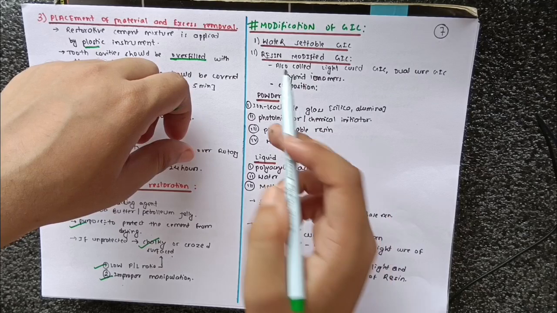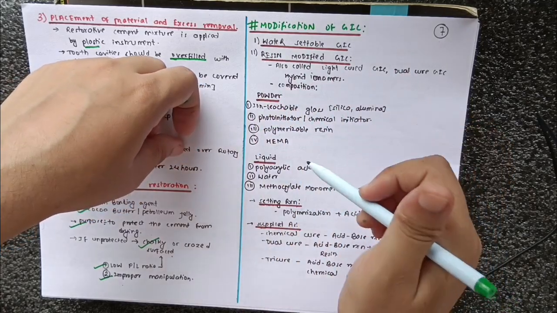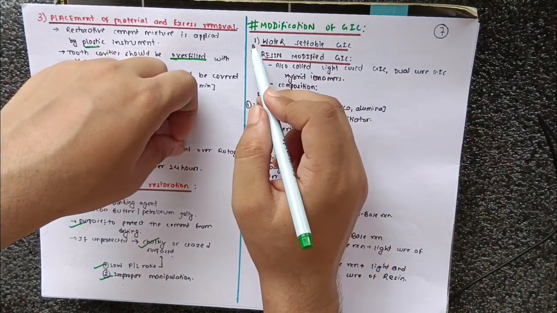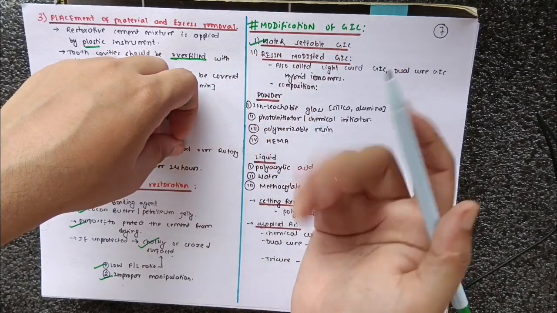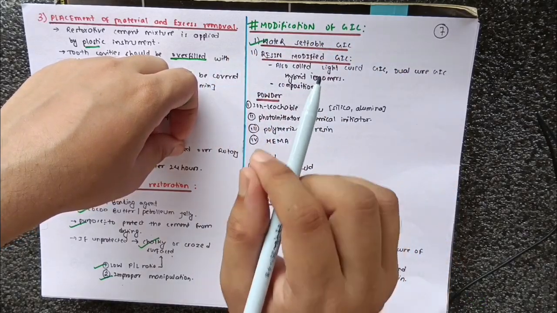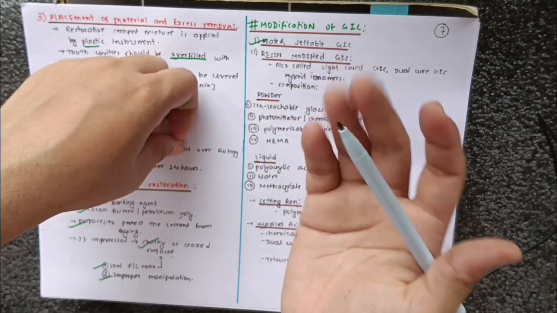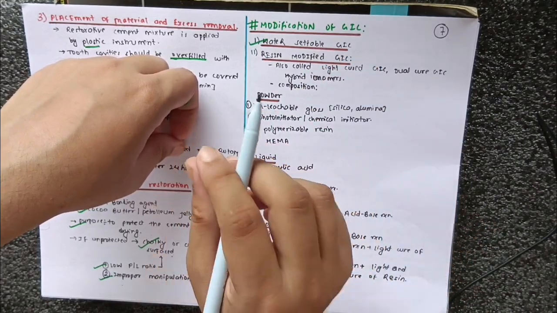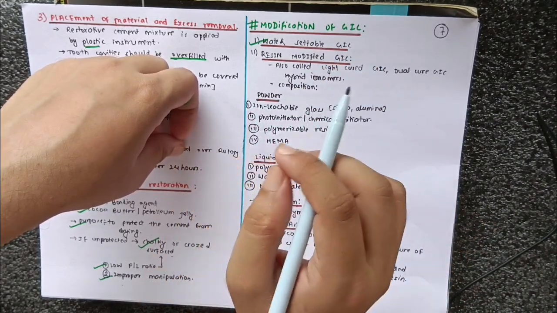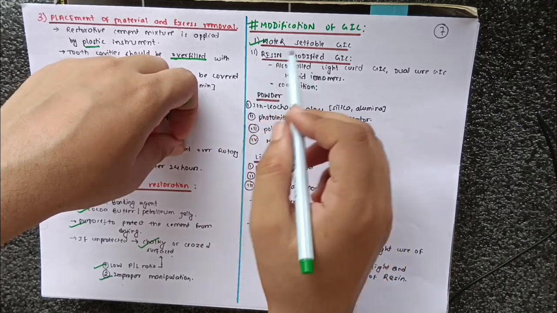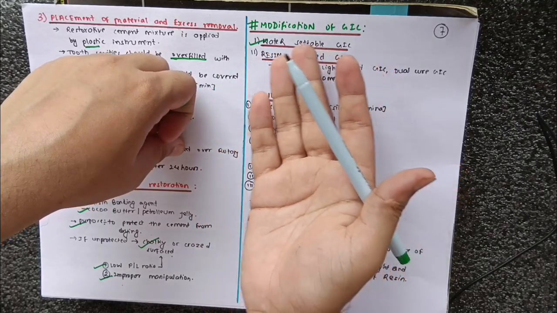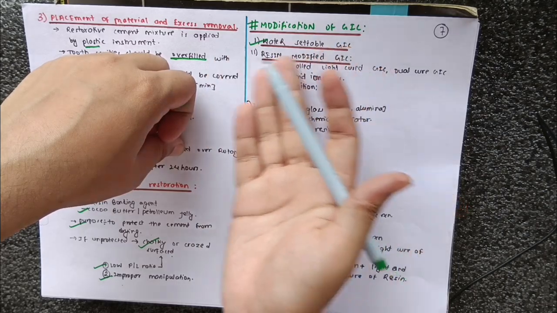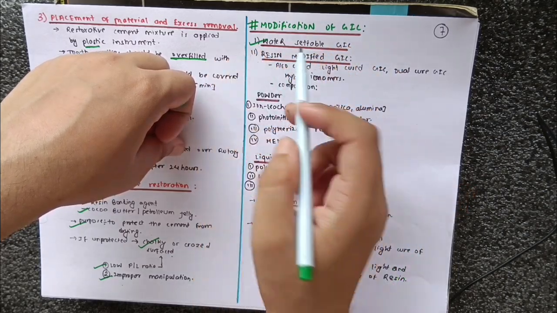Now we will discuss the modifications of the GIC, and this is also a very important topic. Water settable GIC, as I have discussed earlier, the same thing is present in this water settable GIC. What we use is freeze-dried polyacids, so freeze-dried polyacrylic copolymer is used there. If you have confusion in this, just watch water settable GIC once again.